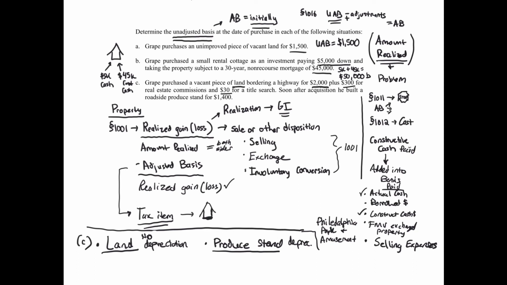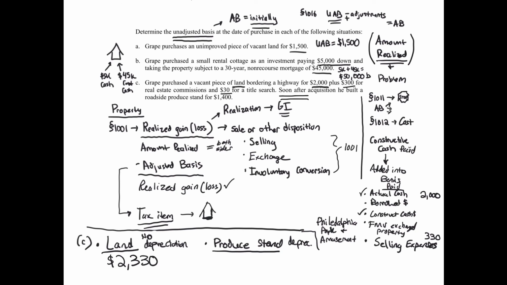Okay, so look at our costs. Grape purchases a vacant piece of land bordering a highway for $2,000 plus $300 real estate commissions and $30 title search. Soon after comes the produce stand, so everything before relates to the land. For the land, we've got actual cash paid: $2,000. Borrowed money? No. Constructive cash? No. Fair market value of exchange property? No. Any selling expenses? Yes, $300 plus $30, so $330 of selling expenses. We add those together, and the basis of the land is $2,330.